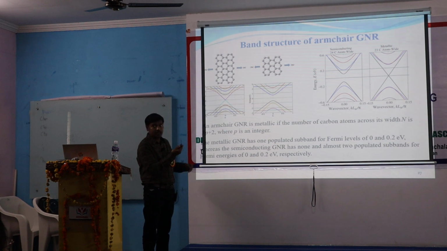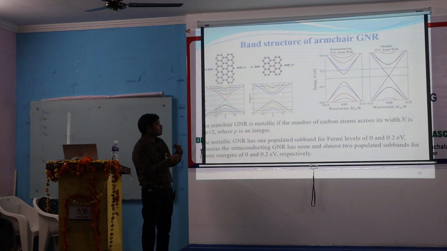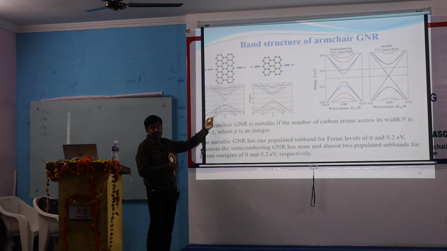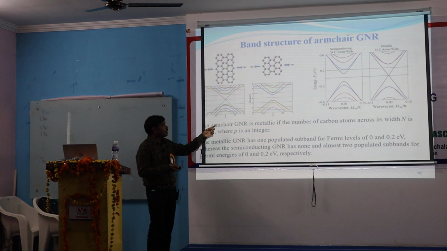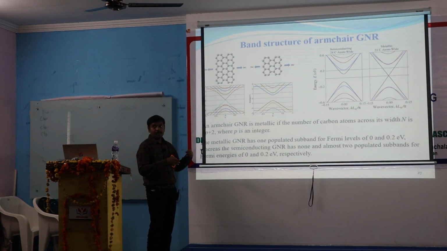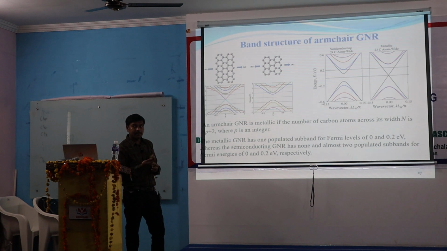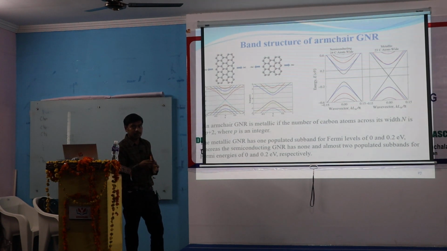So armchair GNR is showing two properties. One is this one and the second one is this one. This is metal and that is semiconductor. It means this is interconnect and that is transistor. Transistor is basically a semiconductor, and metal is an interconnect. So what I am trying to say is that using armchair GNR, you can fabricate the device as well as the interconnect, both using a single material.